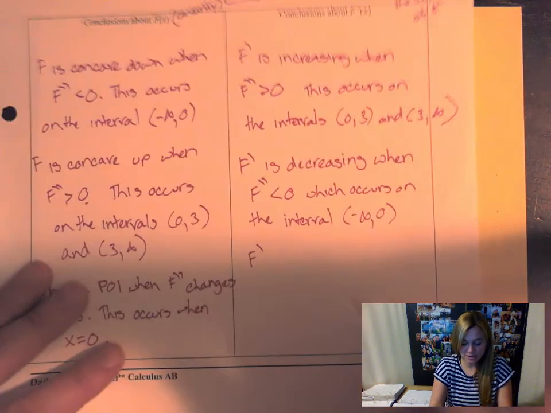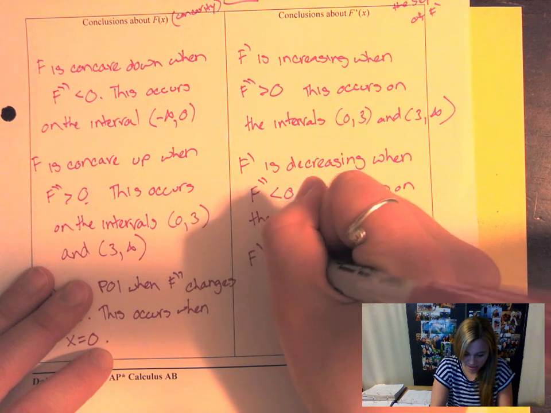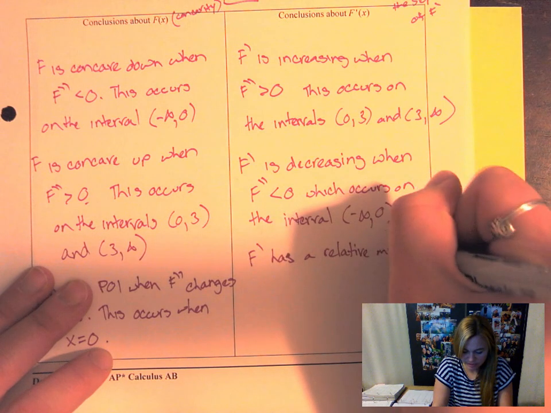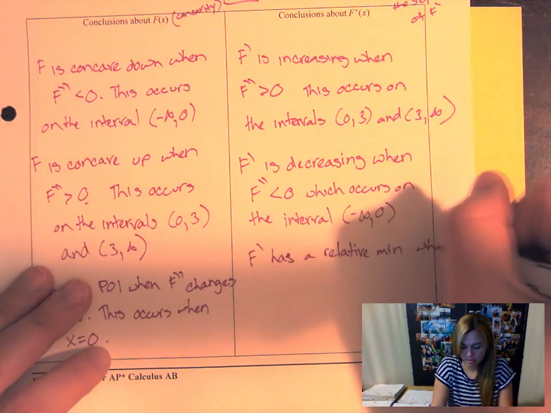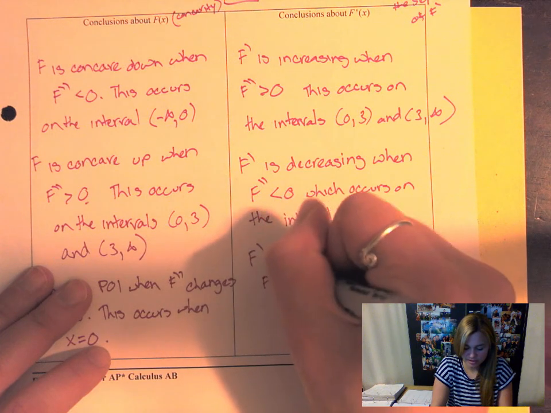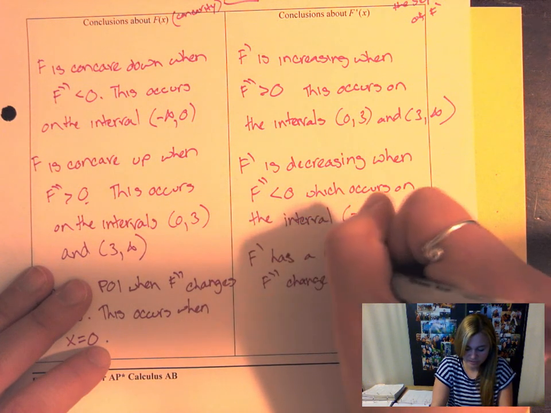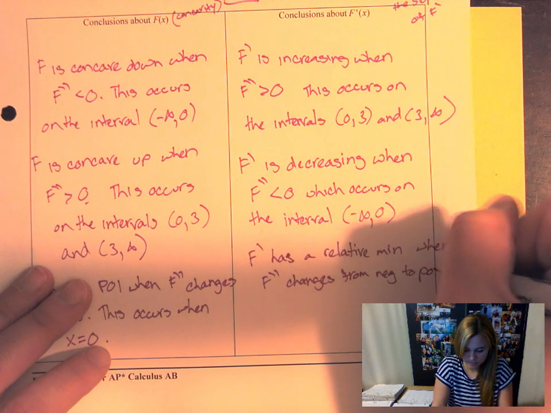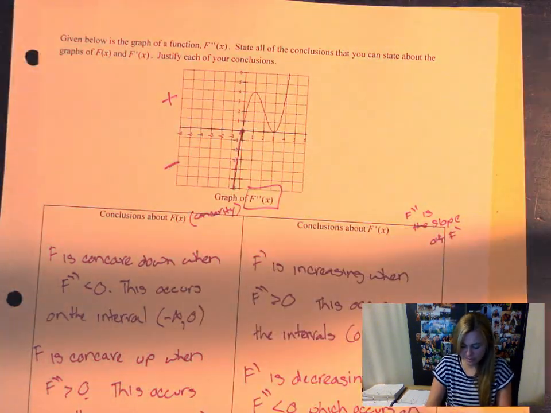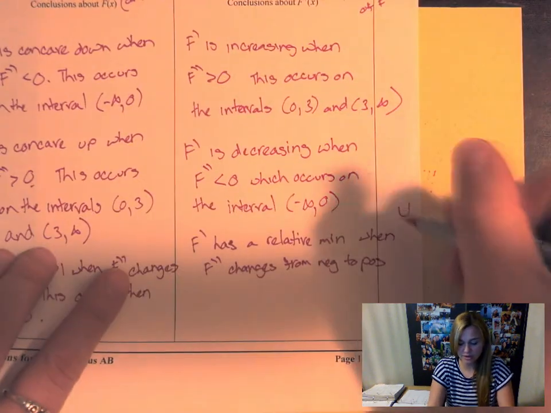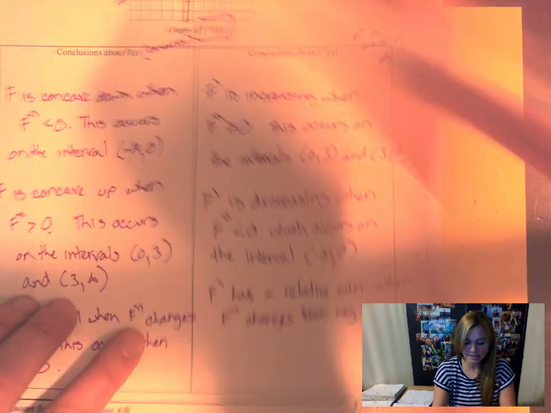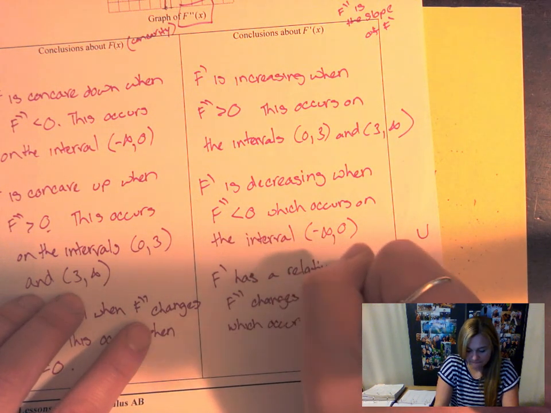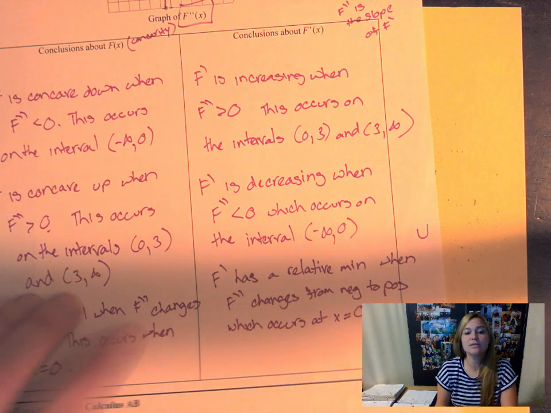f prime has a relative max. Look at that. Or let's start with relative min. Where would f prime have a relative min? When f double prime changes from negative to positive. Negative to positive. Think about decreasing to increasing. Oops, sorry, I wrote it down here. Decreasing to increasing, negative to positive, which occurs at x equals 0.